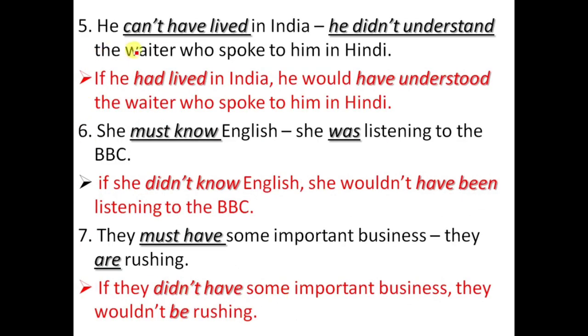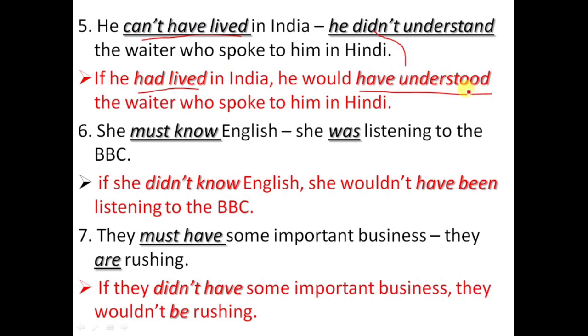Similarly, he can't have lived in India because he didn't understand the waiter who spoke to him in Hindi. So can't have plus V3, it should be changed into had plus V3. If he had lived in India, obviously he would have understood the waiter who spoke to him in Hindi. Here have understood because here is did. Did is past, so if it is past, we have to change it into have plus V3.